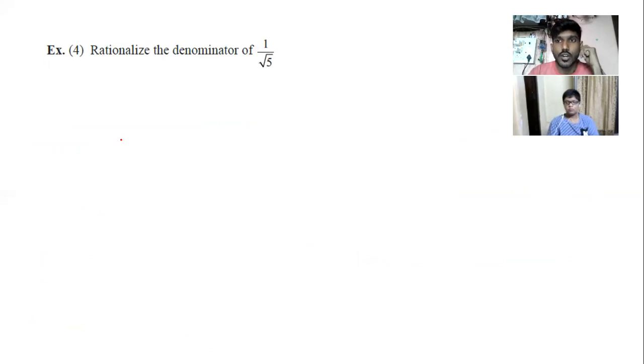Now here, the next concept is rationalizing the denominator. So we have a surd here, an irrational number, 1 upon root 5. Rationalizing the denominator means that in the denominator here we have an irrational number, and rationalizing it means we have to convert this irrational number into a rational number. That means there should be no surd in the denominator. Did you understand what we have to do? What is the meaning of rationalizing the denominator?